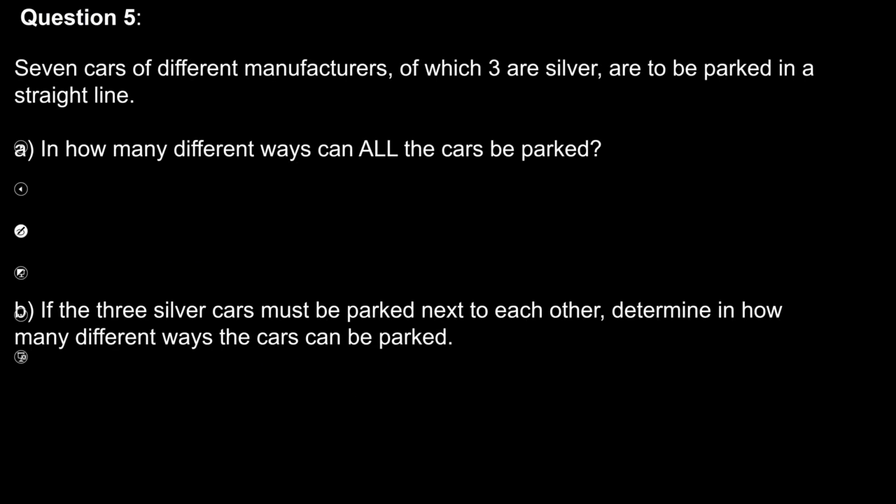Okay, so let's read our question again. 7 cars of different manufacturers. So we have 7 cars. Very important, there are 7 cars of different manufacturers, of which 3 are silver. What does that mean? If 3 are silver, that implies we have 4, which we don't know, because we have 7 cars. So the 7 cars are to be parked in a straight line. Are we all together? Now, in how many different ways can all cars be parked?